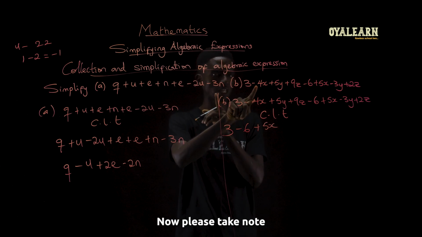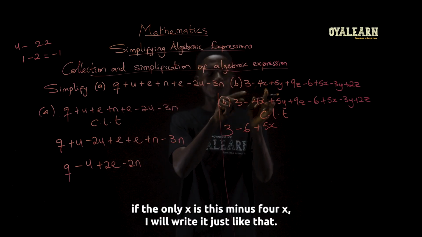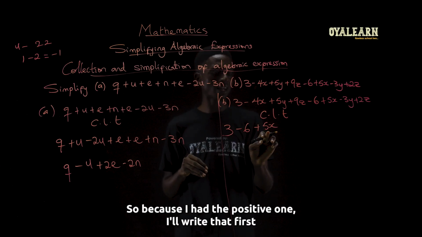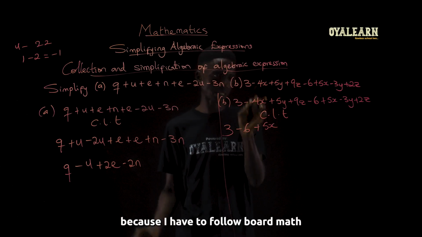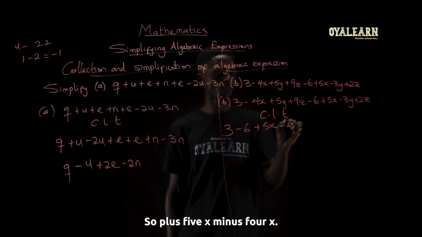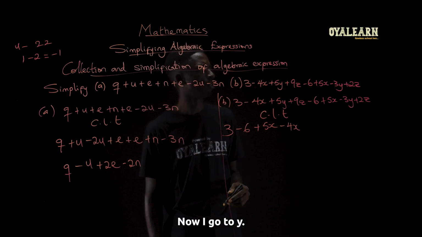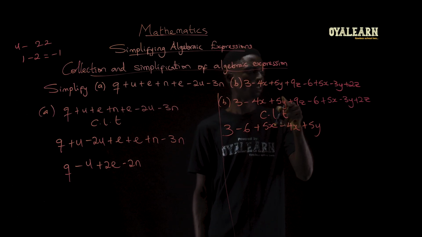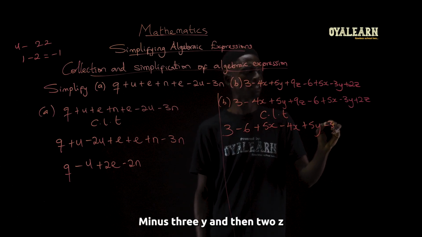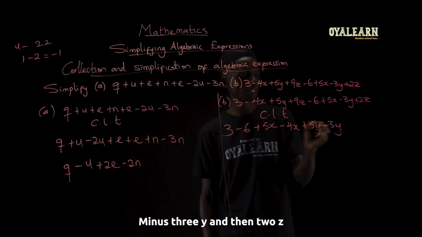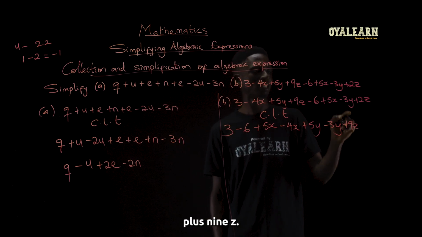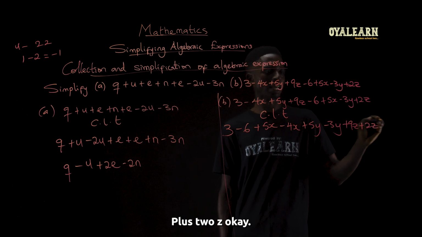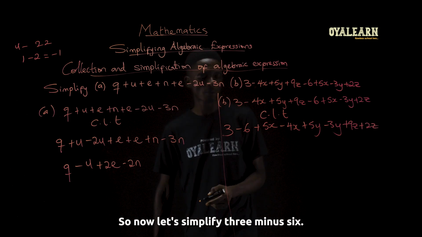Now please take note. If the only x I have here is this minus 4x, I will write it just like that. But because I have the positive one, I'll write that first because I have to follow BODMAS. So plus 5x minus 4x. Now I go to y. So plus 5y minus 3y. And then to z, plus 9z plus 2z. Okay? So now let's simplify.